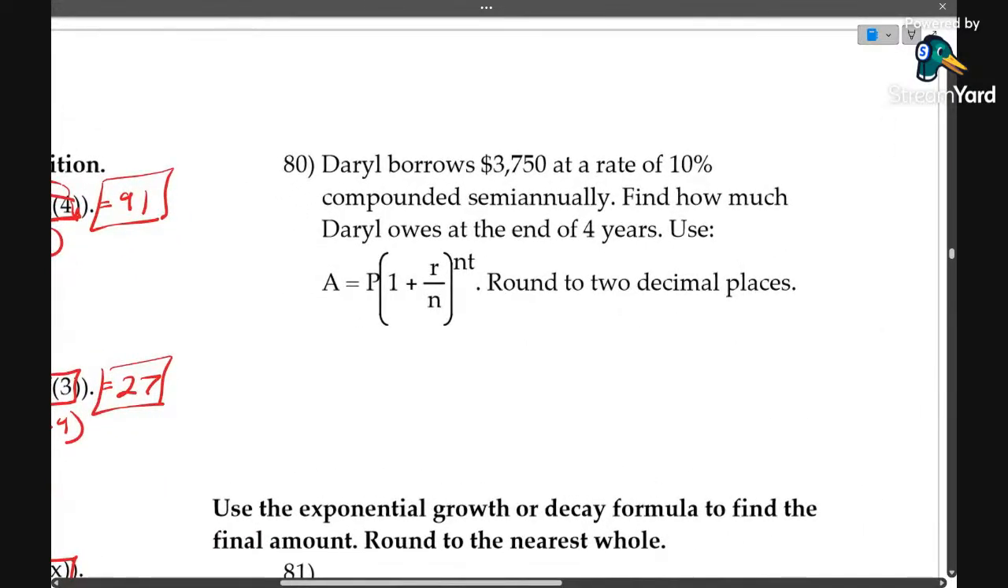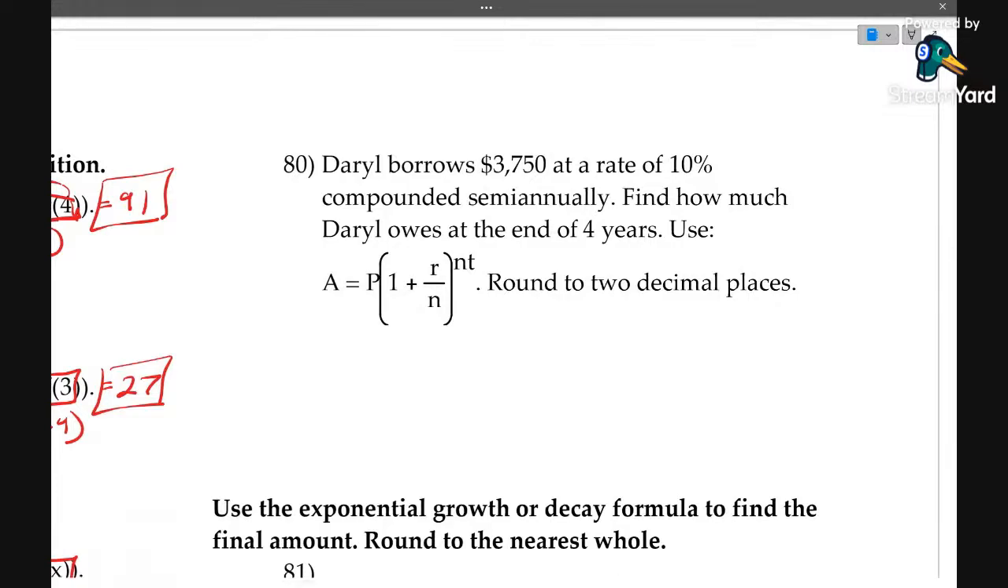We have a formula for compound interest. We just need to know what each part of the formula is referencing. P stands for principal. That's the amount of money you start with. So Daryl is borrowing $3,750. So that is our principal.